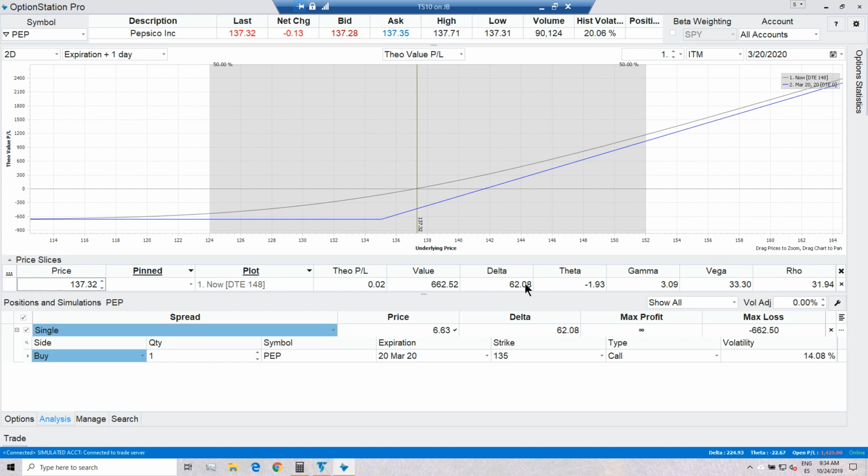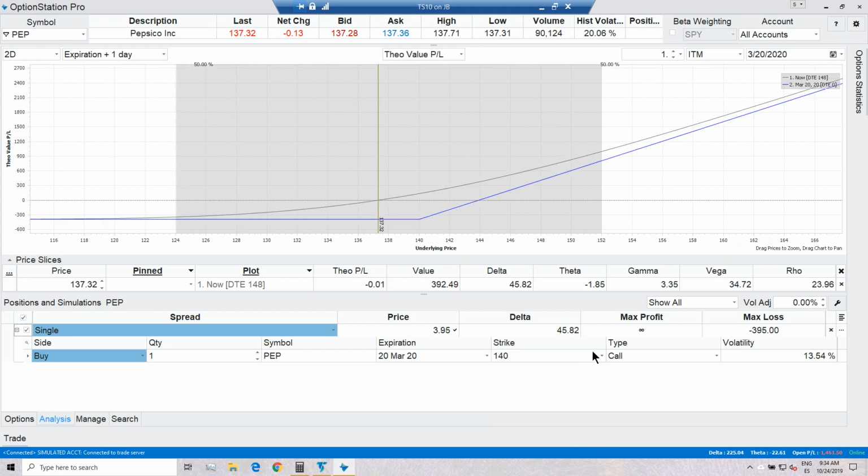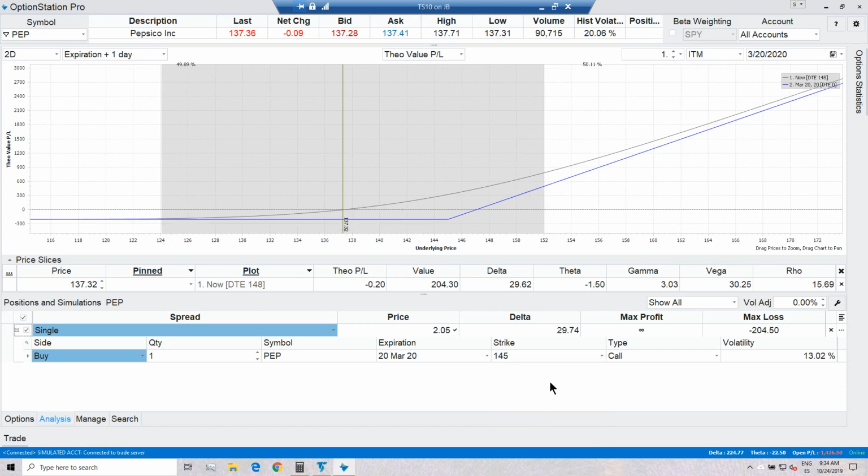And what we want is a delta of around 30. So the 135 is giving us too much. The next one is 140, it's giving us 45, and the next one is 145. That one is giving us more or less the delta 30 that we are shooting for. So this option is going to cost $204 more or less, okay? And we are just going to go for it.